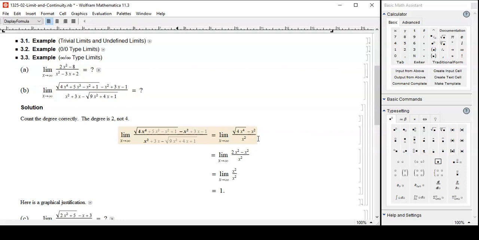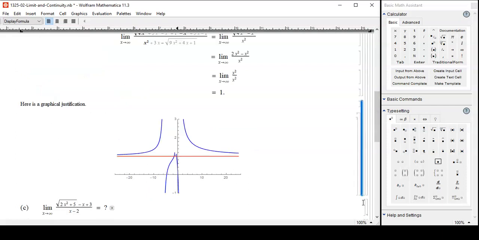And square root of 4 is 2. Square root of x to the fourth power is x squared, so we get the second expression like this. And then further simplifications yield this and that. We get y equals 1. And here is the graphical justification. y equals 1 is indeed the horizontal asymptote.